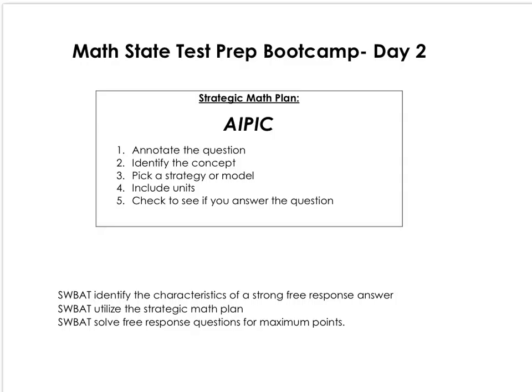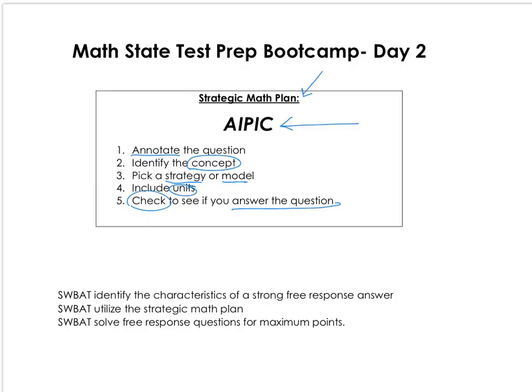Before we jump into today's work, we're actually going to start by thinking about what we did yesterday. Yesterday, we focused on our strategic math plan. We gave it a fancy name, APIC. A represented annotate the question. I was for identify the concept. P was for picking a strategy or model. I was for including the units. And last but not least, C was for checking to see if we actually answered the question.